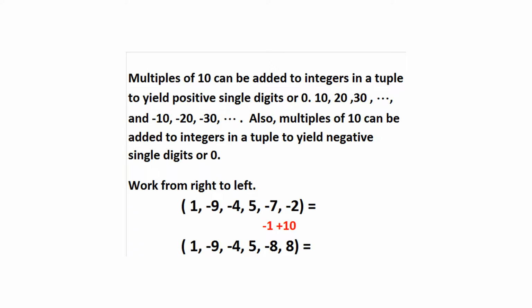We're going to work right to left. Now, to remove the negative 2, add 10. Then you will subtract 1 in the next column to the left. If you add 10 ones, you must take away 1 ten. Our new tuple is 1, negative 9, negative 4, 5. Now we have negative 8 from negative 1 and negative 7. And 10 and negative 2 is 8.